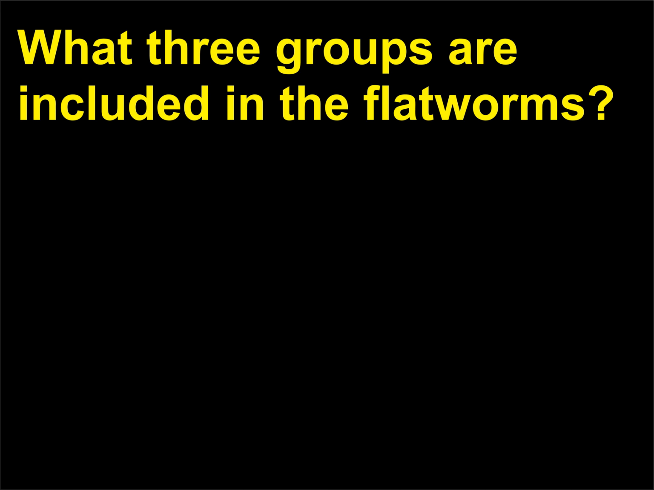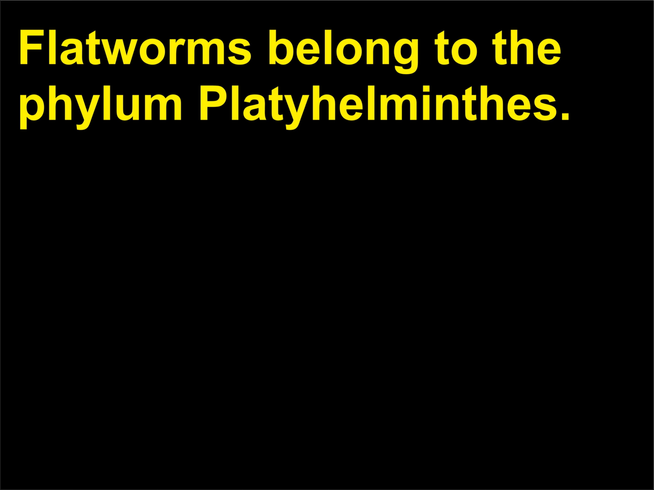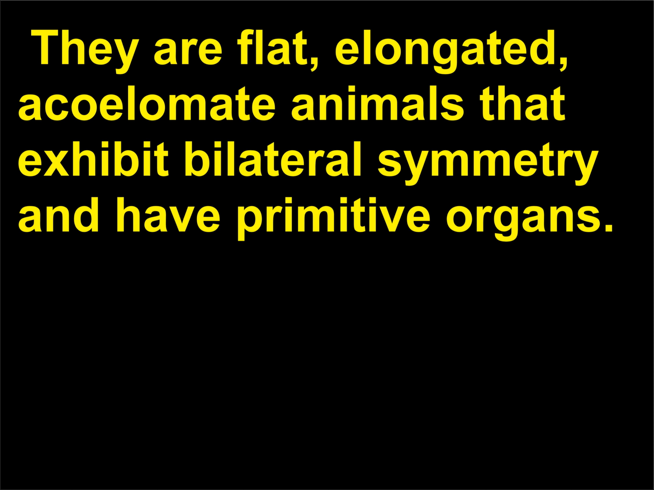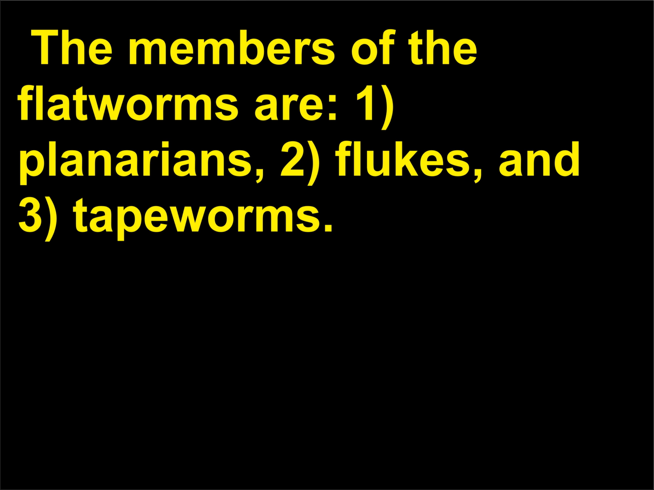What three groups are included in the flatworms? Flatworms belong to the phylum Platyhelminthes. They are flat, elongated, acoelomate animals that exhibit bilateral symmetry and have primitive organs. The members of the flatworms are 1. Planarians, 2. Flukes, and 3. Tapeworms.